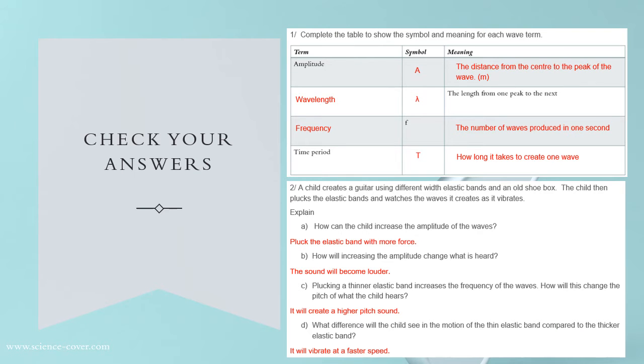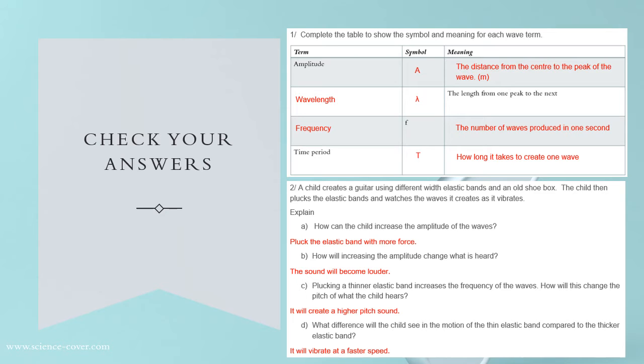Let's check our answers. The symbol for amplitude is a capital A, and the meaning is the distance from the center to the peak of the wave. The length from one peak to the next is a description of the wavelength, and the symbol is a lambda. The symbol little f stands for frequency. This is the number of waves produced in 1 second. And the time period is represented by a capital T. This is how long it takes to create one wave.